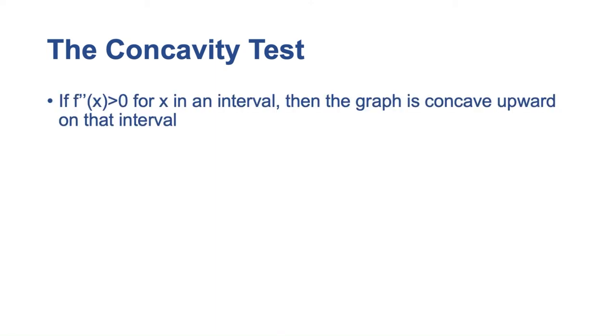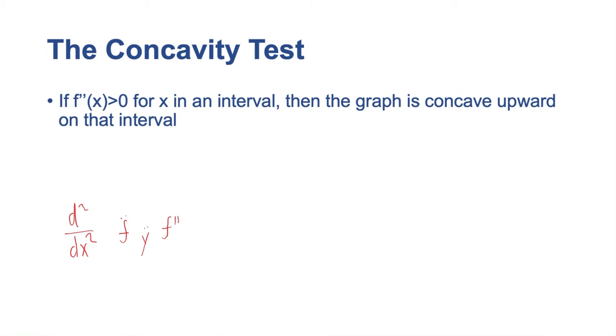So this is what the concavity test states. If f double prime, that's the second derivative, that could also be written as d squared y over dx squared. That's also a second derivative term. You could do f double dot or y double dot or f prime prime. That's not important. What is important is the concavity test. So the concavity test states that if f double prime, my second derivative of my function, is greater than 0 for x on an interval, then that graph is going to be concave upward on that interval.